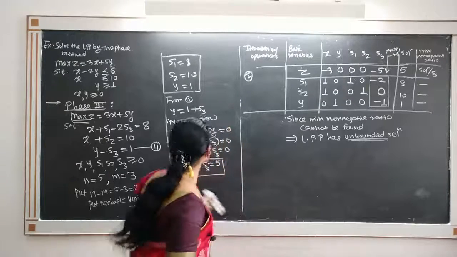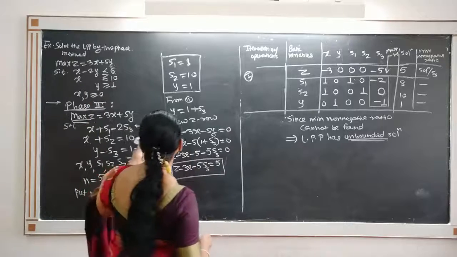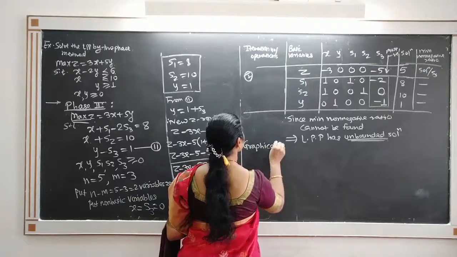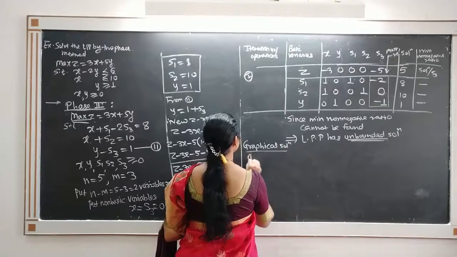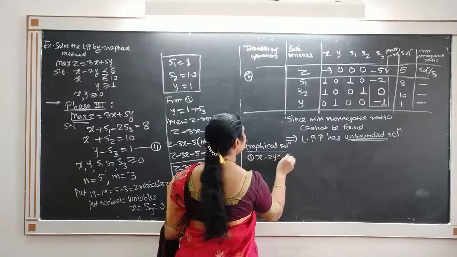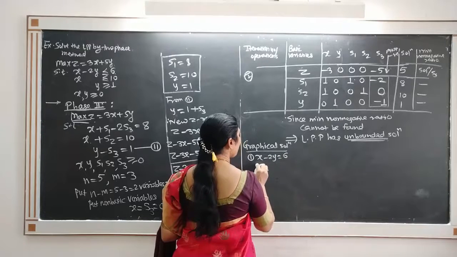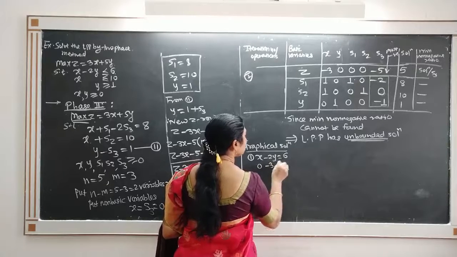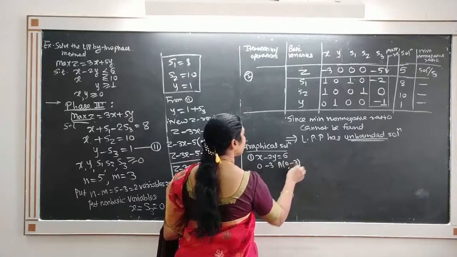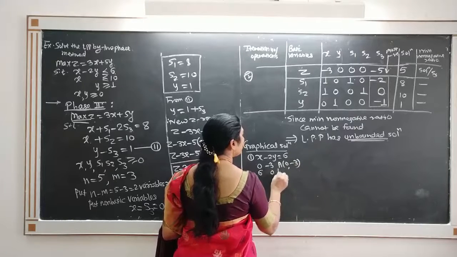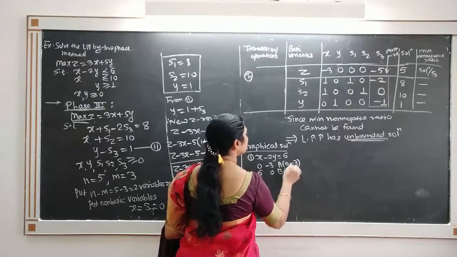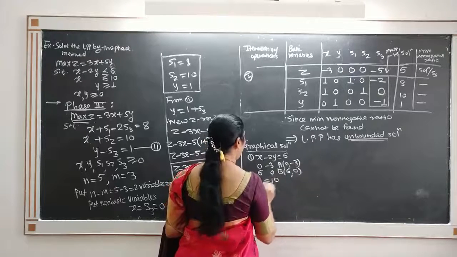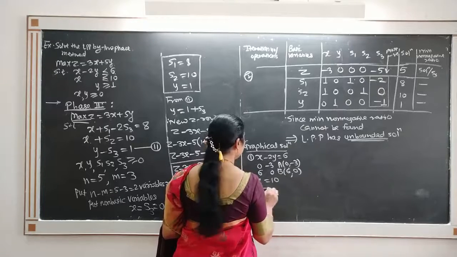Now if you observe the same example graphically, see what we will get. The first equation is x minus 2y equal to 6. When x is 0, y is equal to minus 3, so the first point is (0, minus 3). And when y is 0, x is equal to 6, so the second point is (6, 0). For the second constraint, we have x equal to 10. And for the third constraint, we have y equal to 1.